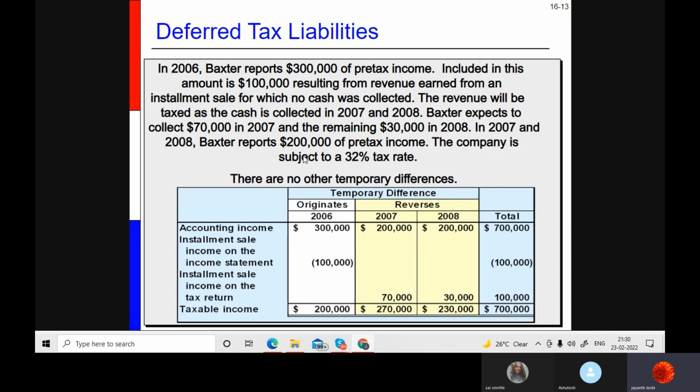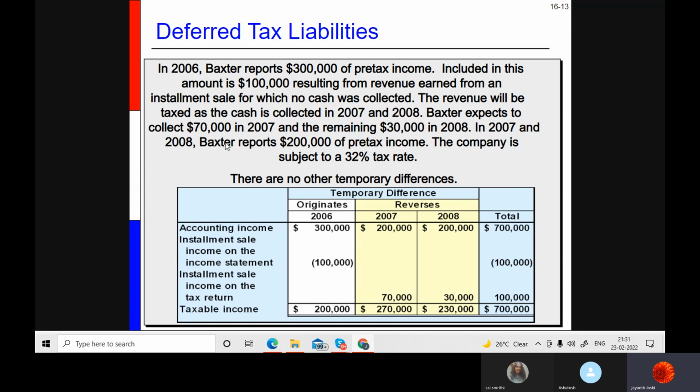Actually, the tax is paid based upon the income tax returns, not the financial reports. You should understand that. So the tax would be in the future, because when you receive the cash, you will be paying taxes for this particular 1 lakh amount, which is divided into 2 parts, 70 and 30. So that's what they're saying. Baxter expects to collect 70,000 in 2007 and the remaining in 2008, and the revenue will be taxed when the cash is collected. That is pretty simple, clear information.